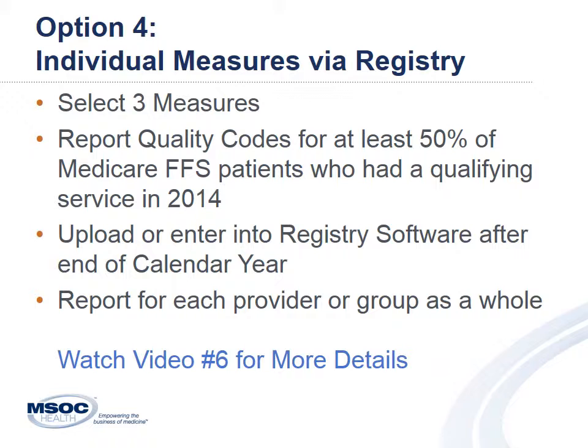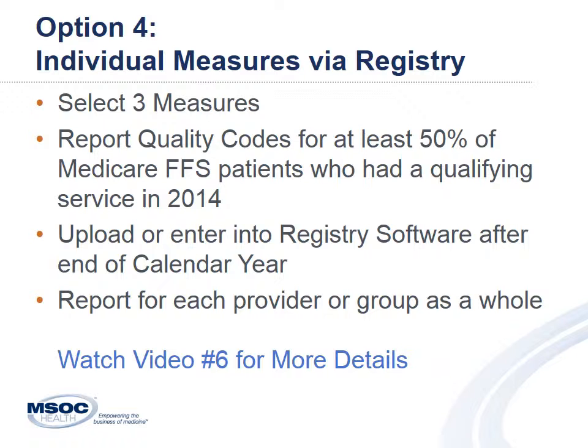You'll need to report on 3 measures for at least 50% of Medicare patients to avoid the penalty and 9 measures to receive the small bonus payment. If you choose to report as a group, you'll choose 3 measures and must report on at least 50% of Medicare patients eligible for that measure, regardless of which provider was seen.